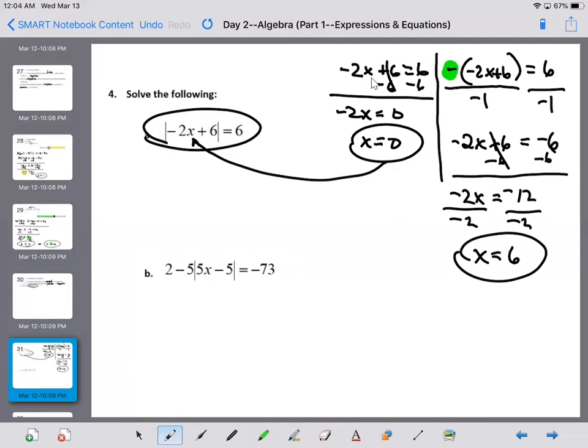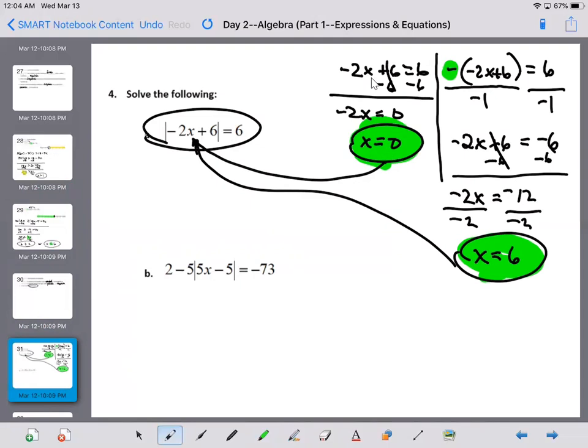So now let's check. What's negative 2 times a positive 6? That's a negative 12. What's a negative 12 plus 6? That's negative 6. So then what's the absolute value of negative 6? That's a positive 6, so therefore 6 equals 6. So here are your 2 answers to this absolute value equation.